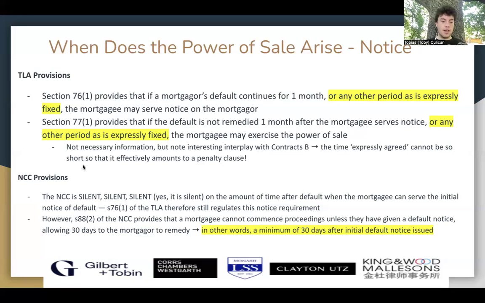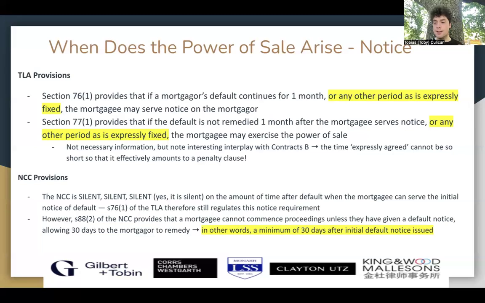Oh, the NCC again. This is one of my least favorite statutes. This statute sucks. It is so bad. Why would you make it, Kevin Rudd? The NCC is silent, silent, silent, yes, silent on the amount of time after default when the mortgagee can serve the initial notice of default. This means that Section 76(1) of the TLA therefore still regulates the notice requirement.